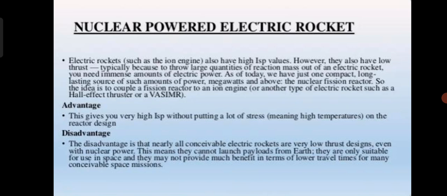And nuclear powered electric rockets. This is one more propellant rocket. Electric rockets also have high ISP values, however they also have low thrust. To throw large quantities of reaction mass out of electric rockets, you need an immense amount of electrical power. The idea is to couple a fission reactor to an engine.